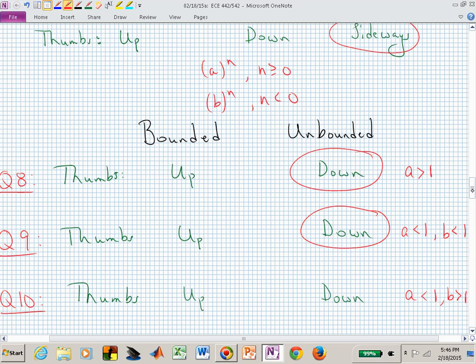One more. A is less than 1, B is bigger than 1. 1, 2, 3. Now you have the unit circle inside your region of convergence. You now have a bounded sequence. Is that clear? Are you comfortable now with these diagrams?